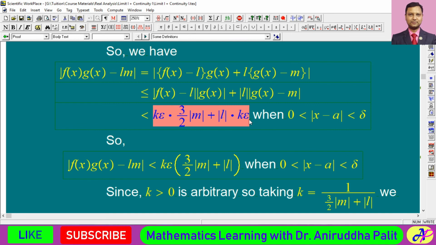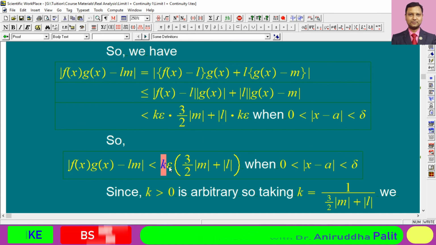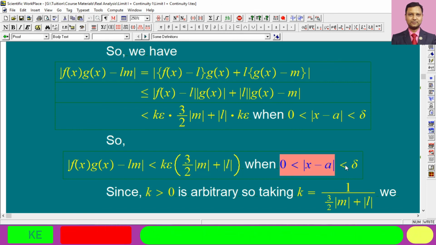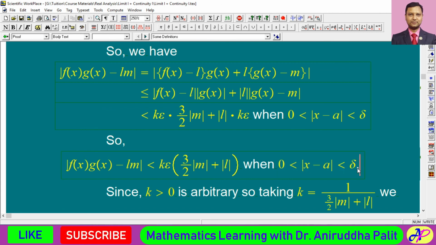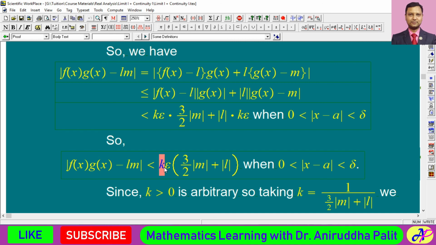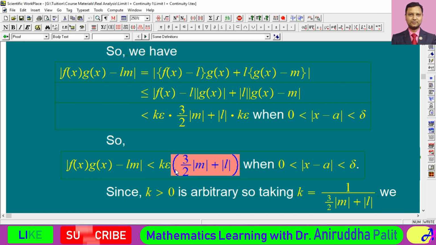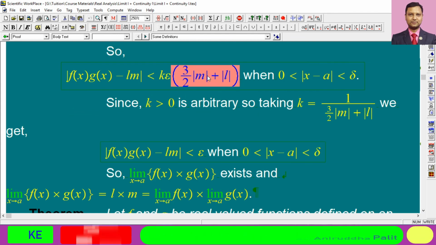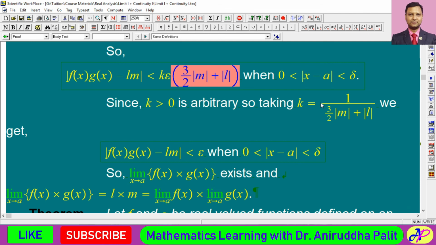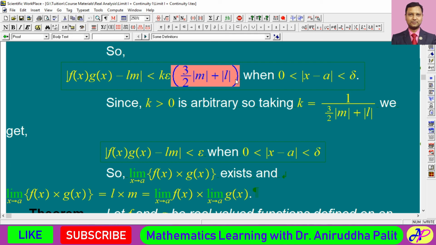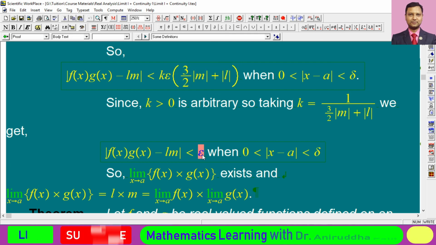From this expression, we can take this k into epsilon common. So within the bracket, we will have this type of result when 0 is less than modulus of x minus a less than delta. Now we apply the arbitrariness of the quantity k, because k is arbitrary and this quantity is not equal to 0. Therefore, we can say that both M and L should be not equal to 0. If we consider k equal to 1 by this quantity, then the right hand side would be equal to epsilon.